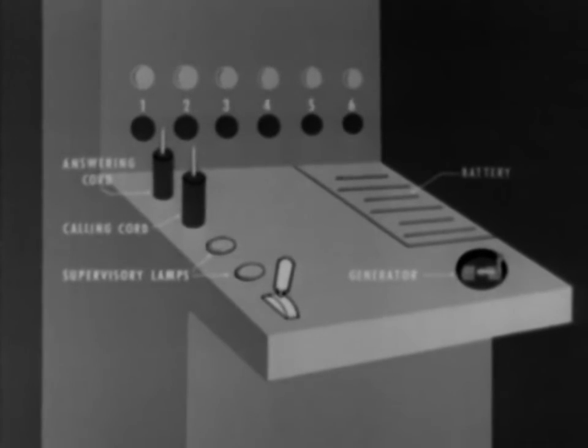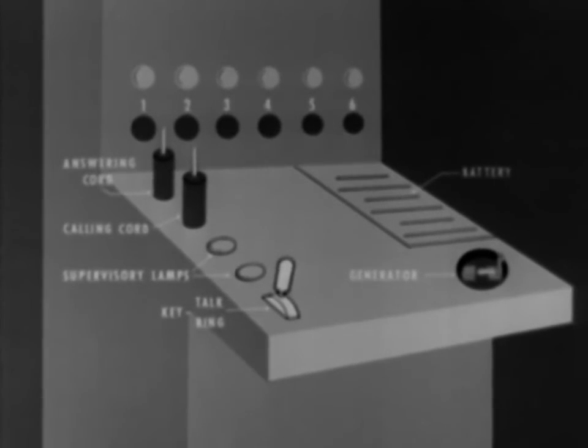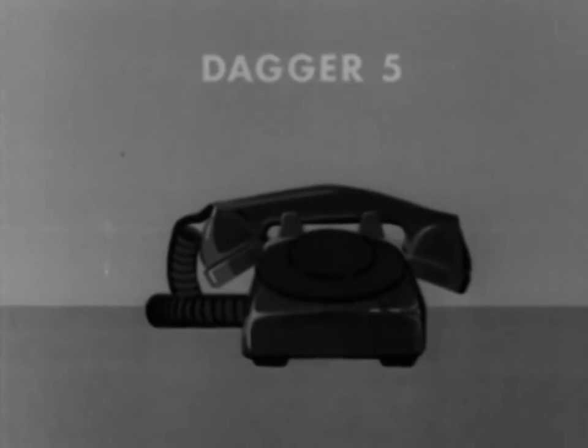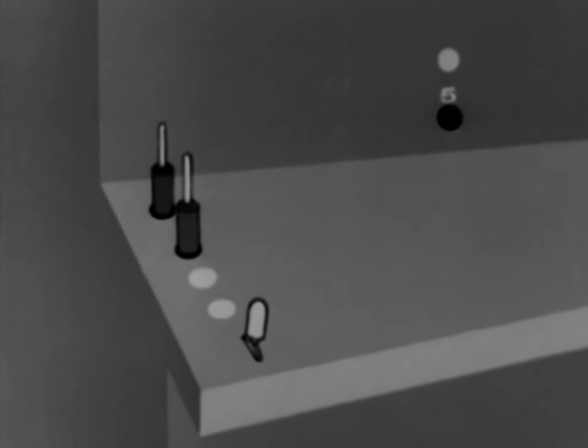The operator is provided with a key which, in one position, allows him to talk on the line, and in the other position, allows him to mechanically ring any station on his board. Now we will see how much easier it is to place a call over this system. The operator is automatically signaled the moment a station takes the receiver off the hook. At the same time, the hook switch puts the battery in the transmitter circuit, making it ready for talking.